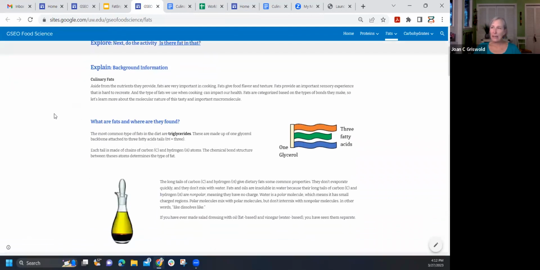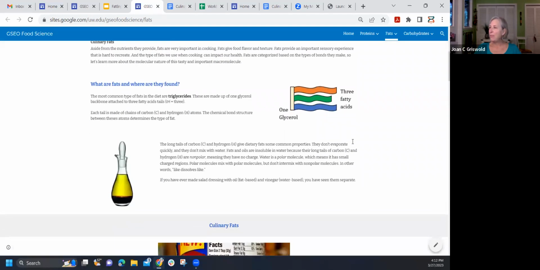So then comes the explanation, the background information: what are fats, where they are found, and how the base unit of fat is a fatty acid, which is 1 glycerol, this backbone, and then 3 fatty acids. And the 3 fatty acids can be different kinds of fat, which was surprisingly new to me. I just thought that monounsaturated fats were all the same, but you can have 1 glycerol with a saturated fat, an unsaturated fat, and a monounsaturated fat, all in the same molecule.